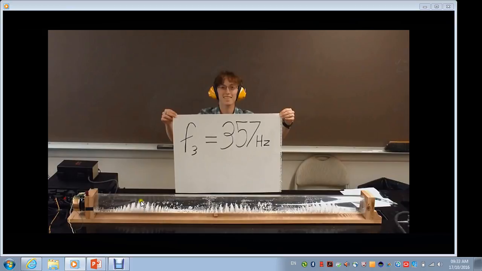And notice that although the fine powder is having maximum displacement, the air molecules here are actually not vibrating. If they were vibrating, they'd be pushing away the fine powder. So this point here is actually the node of the sound wave.